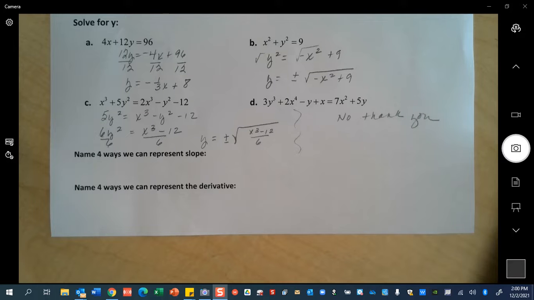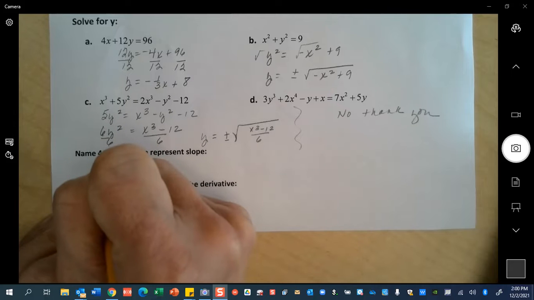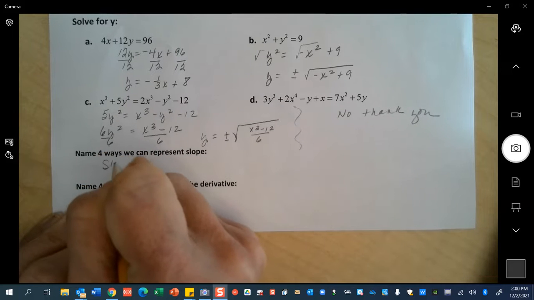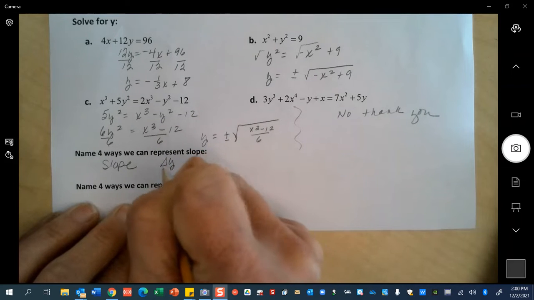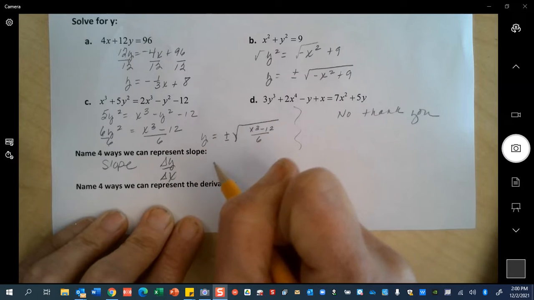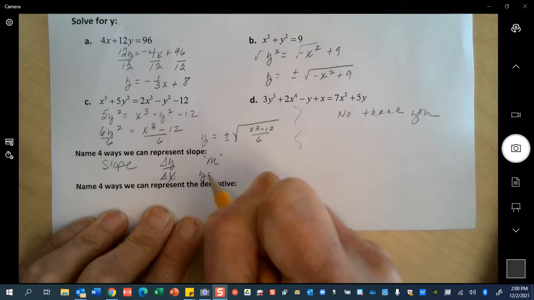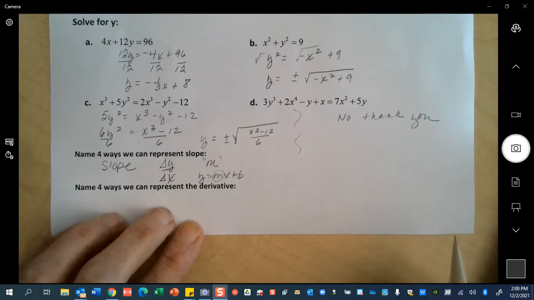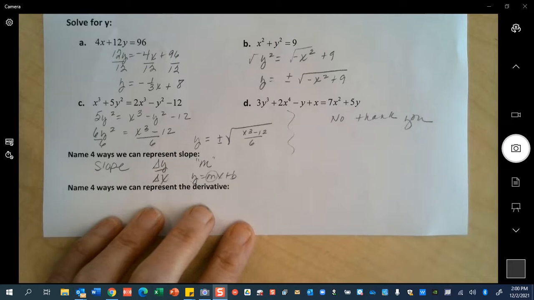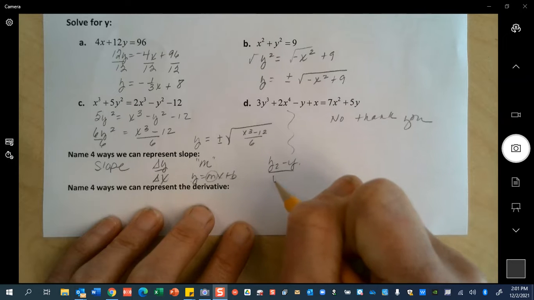Okay, four ways we can represent slope. Call them out. Okay, slope, thank you very much. That's nice. Keep going. Change in y compared to change in x. Keep going. Okay, so it's going to be the m in y is equal to mx plus b. This is slope-intercept form. If I want just the slope, it's got to be just the m. Keep going. Thank you. There's our little formula.